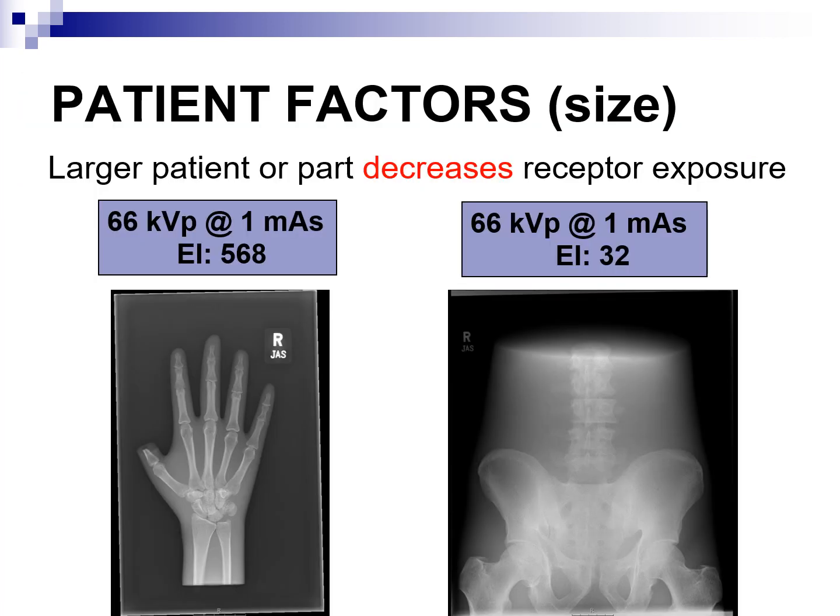A larger patient or part decreases receptor exposure. The first image was taken on the left-hand side at 66 kVp at 1 mAs and was a hand, which is a smaller part, and the EI number was 568. In the image on the right-hand side, the same technique was used, but the part was much bigger, which was an abdomen, and the EI number decreased to 32. So a larger part decreased receptor exposure.